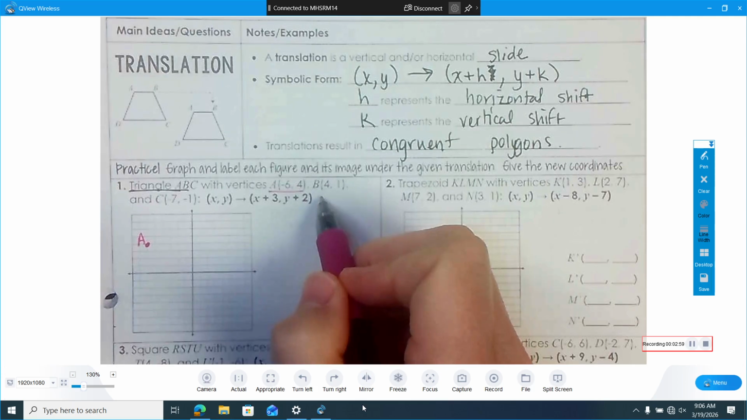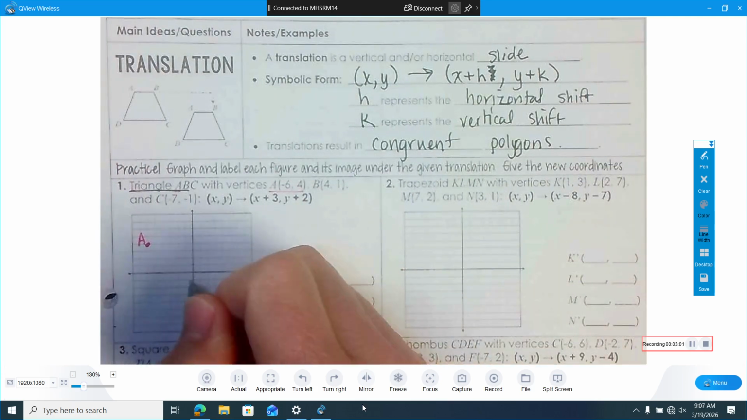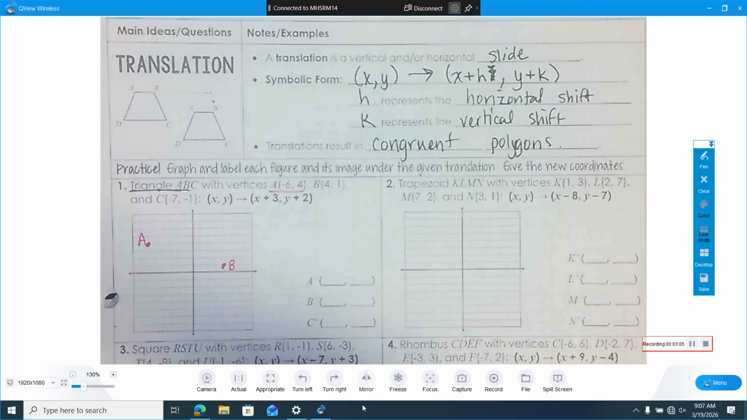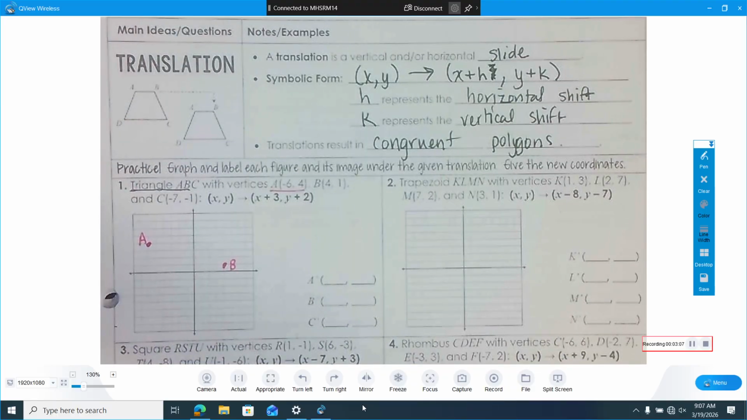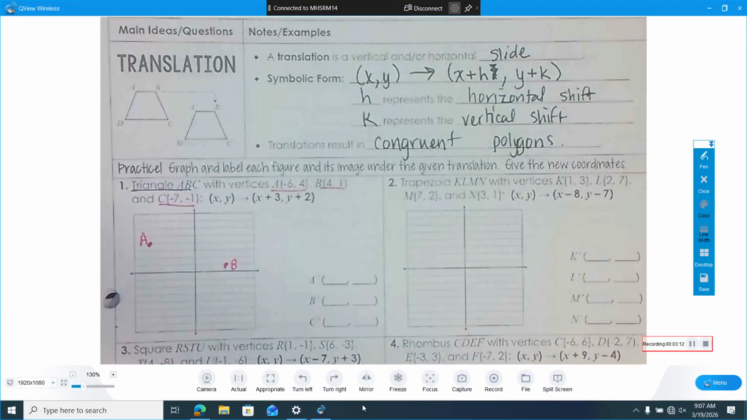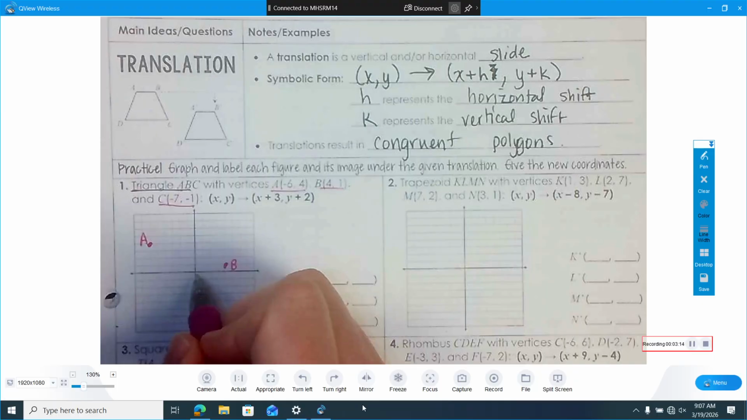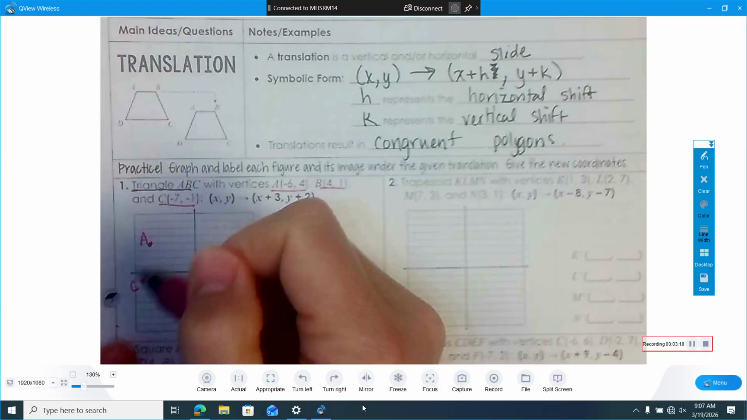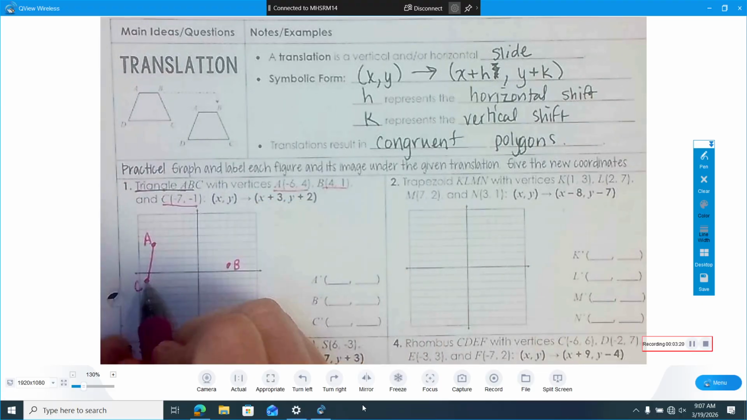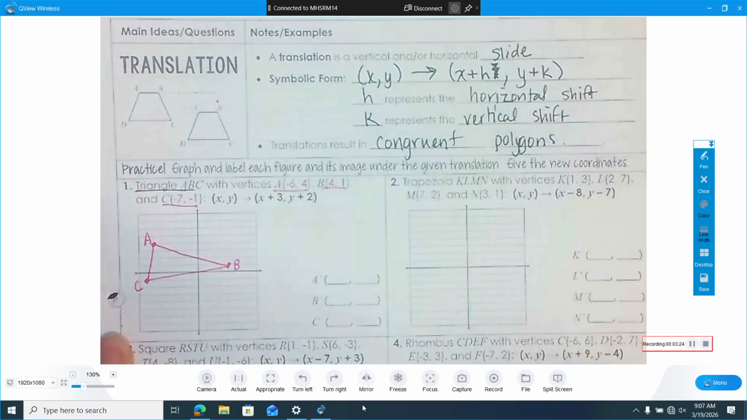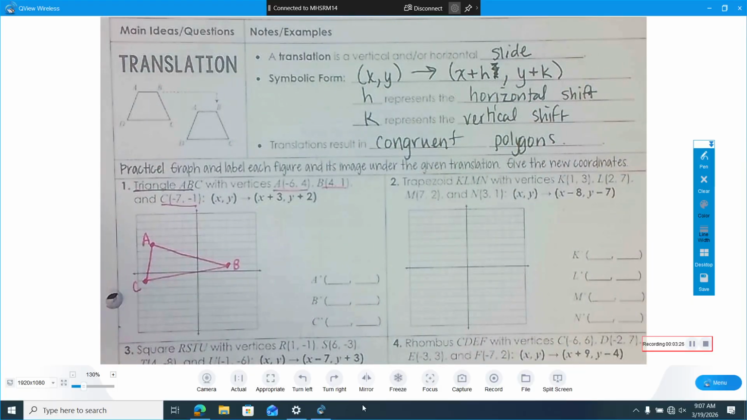B is at 4, 1. So that's 4 to the right, 1, 2, 3, 4, and up 1. And C is at negative 7, negative 1. So negative 7, negative 1 is right here. And so here we have our pre-image triangle ABC. So there is our little pre-image.